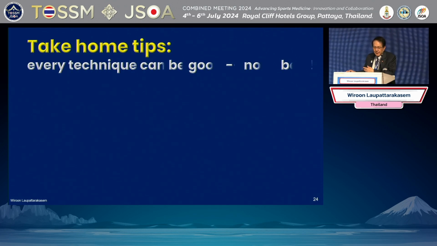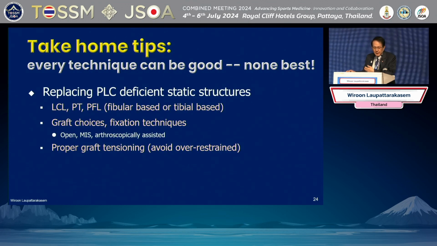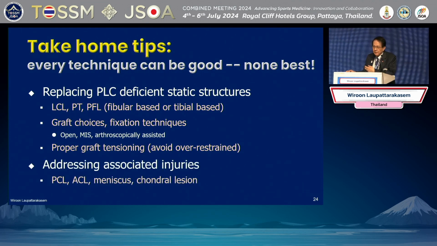But anyway, the take-home message is that there is no particular technique that is the best one. Everyone will do well if you give good consideration to the choice of graft, the tension, the vector, and the footprint that you place it on. And very importantly, address the associated injuries of the PCL, ACL, meniscus, and coronal lesions to restore the stability of the posterior plus posterolateral corner.